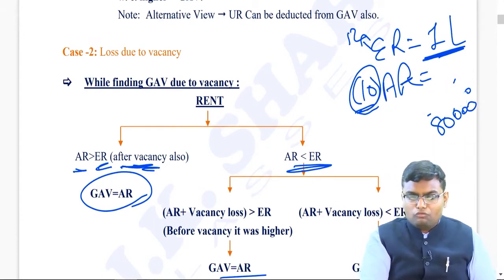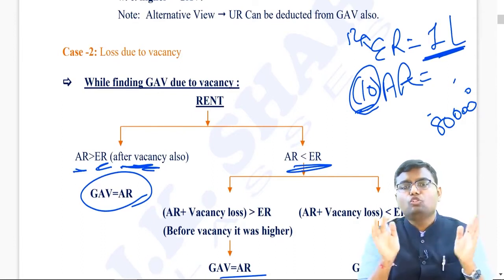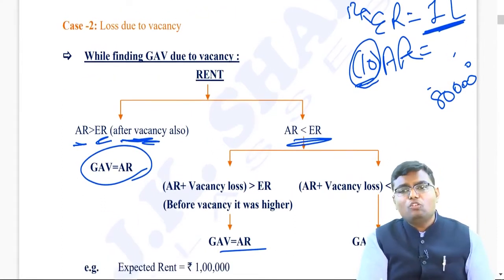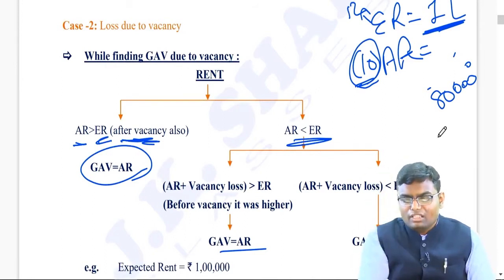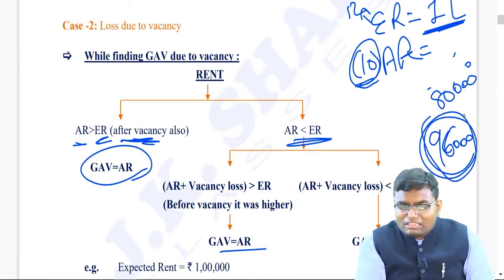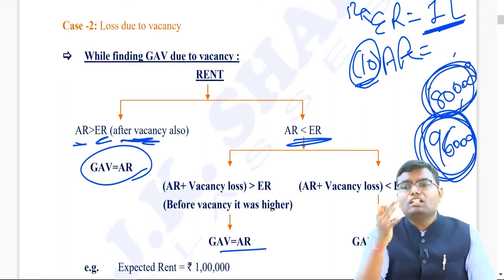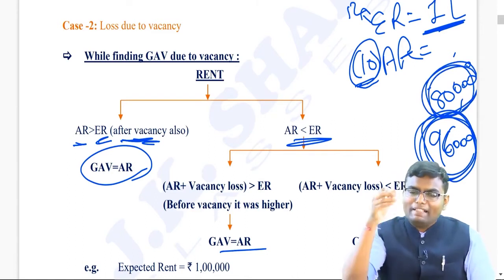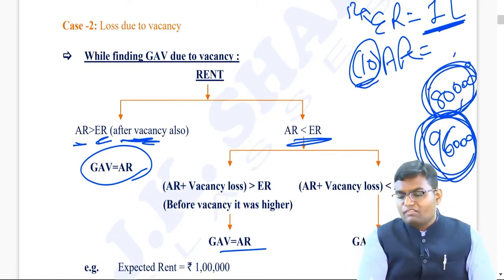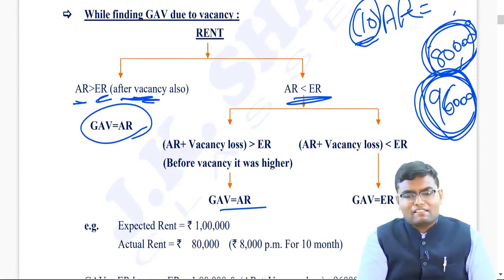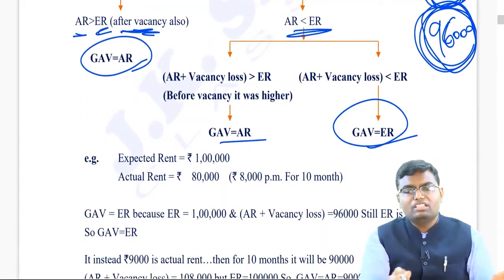Now you check what would be your actual rent if there would have been no vacancy. If there would have been no vacancy, then my actual rent would have been 80,000 divided by 10 multiplied by 12. That would be 96,000. Can I say it is still lower than expected rent? Now also it is lower than expected rent. You are not affected due to vacancy. Your expected rent is always higher. So government won't give you any kind of special concession. Your GAV will be equal to the expected rent.